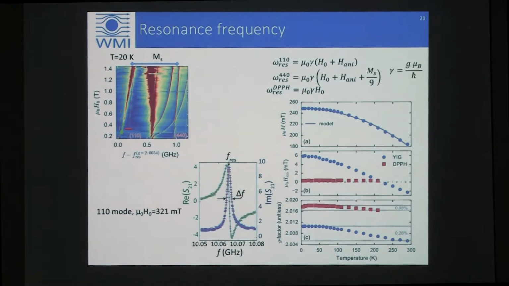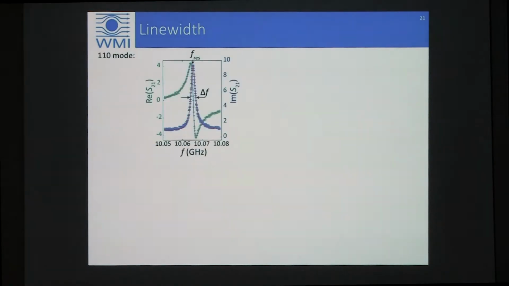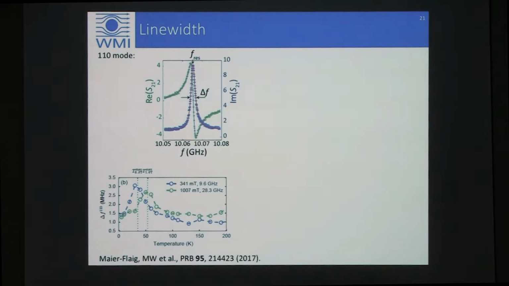Okay, so now let's look at the line widths. So here again the example spectrum. Now we're looking at the delta F, and you can look at the delta F at some fixed frequency, so 9.6 gigahertz or 28 gigahertz in these two cases here, as a function of temperature, right?